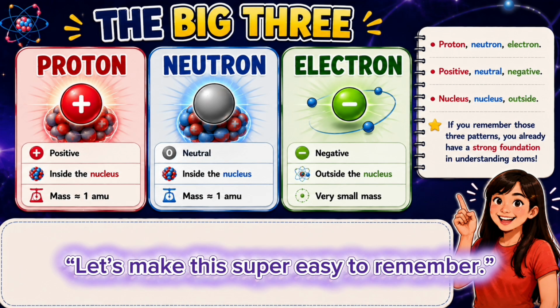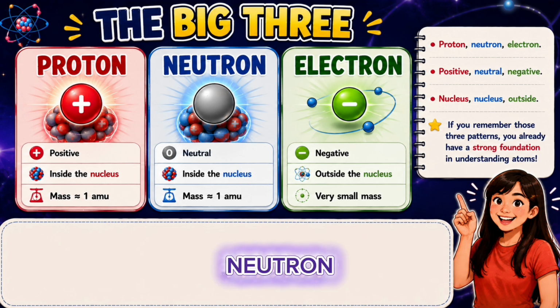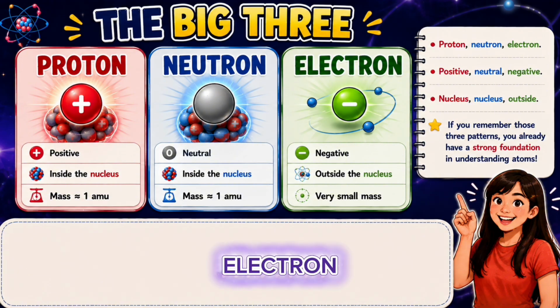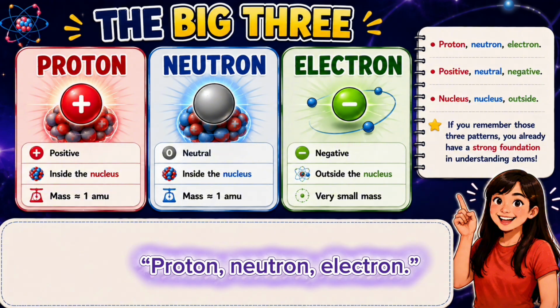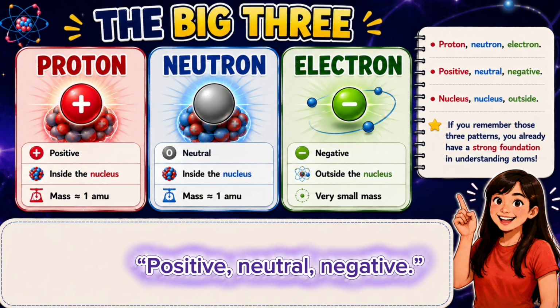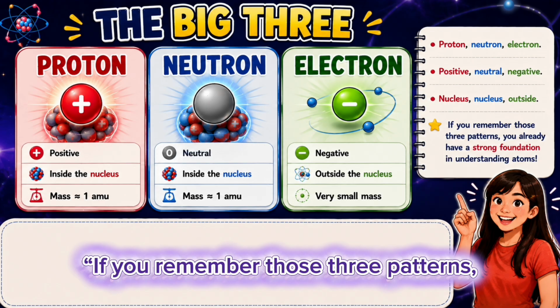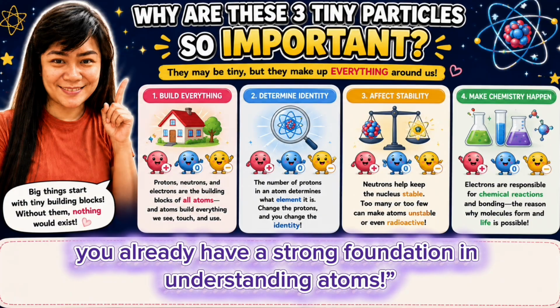Let's make this super easy to remember. Proton, positive, inside the nucleus, mass approximately 1 AMU. Neutron, neutral, inside the nucleus, mass approximately 1 AMU. Electron, negative, outside the nucleus, very small mass. Proton, neutron, electron. Positive, neutral, negative. Nucleus, nucleus, outside. If you remember those three patterns, you already have a strong foundation in understanding atoms.